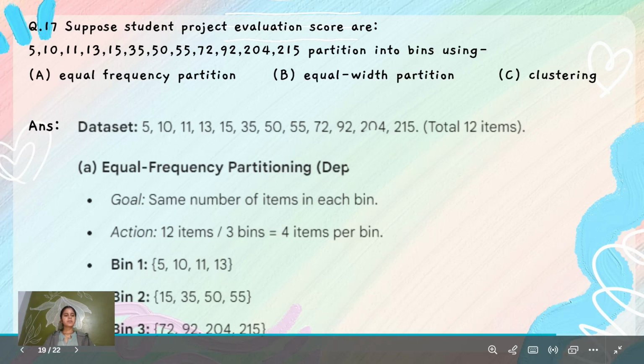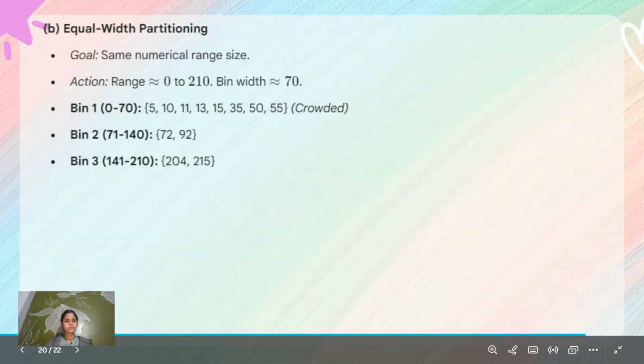Now move to the next question, question number 17. Student project evaluation scores are 5, 10, 11, 13, 15, 35, 50, 55, 72, 92, 204, and 215, and partition into bins using A, equal frequency partition, then B, equal width partition, and C, clustering. So you can see the dataset has a total of 12 items. The first one we have to partition into bins using equal frequency partition. So the action is the 12 items have 3 bins and each bin has 4 items. So you can see we have created 3 bins containing 4 items each.